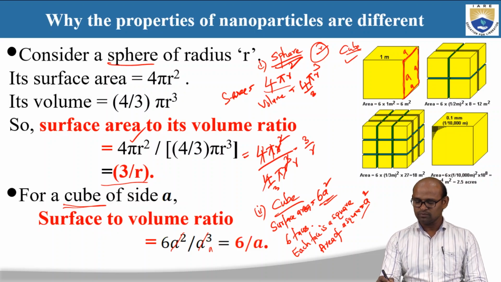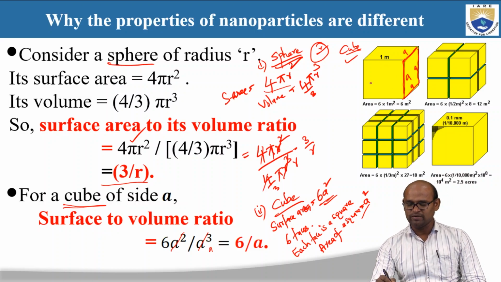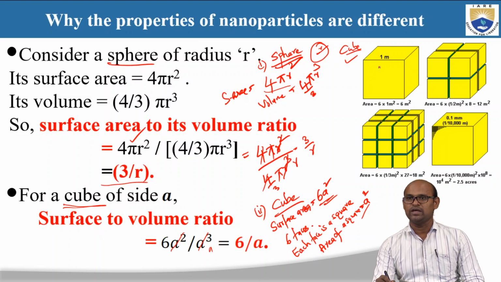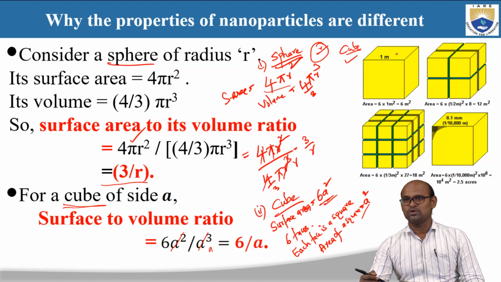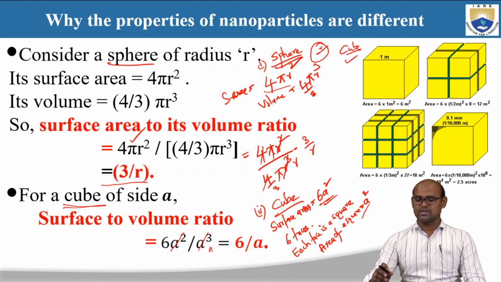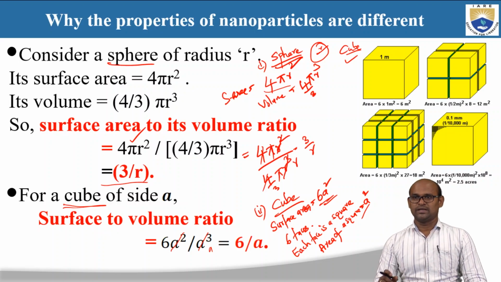Okay. Now, for example, I am starting with this cube. Each length, okay. To understand the surface to volume ratio, I considered the side as a, but here I am taking the length of each side as 1 meter, to understand why the surface to volume ratio increases as I decrease the size of the material.